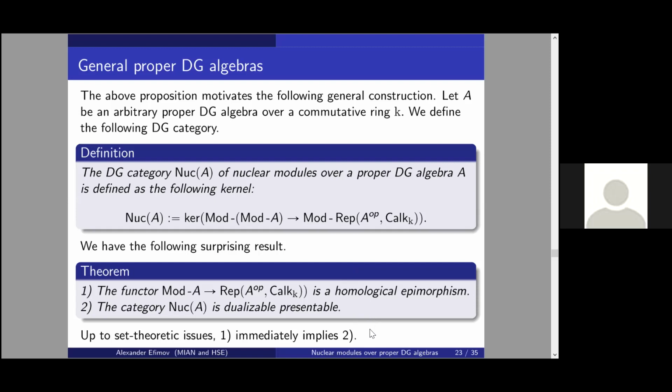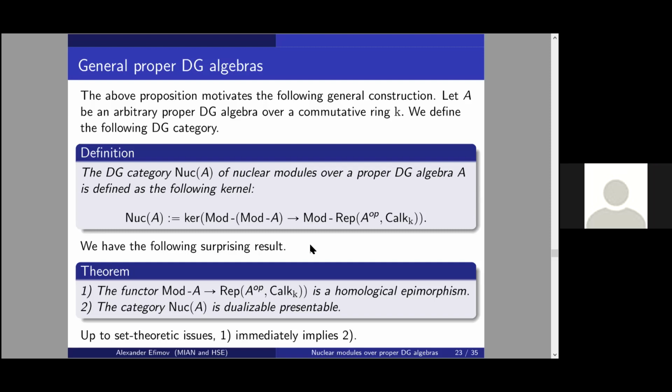Sasha? Yes. So you formulate this definition for any proper DG algebra, and then we have to believe you that this is a reasonable notion. Now, what are the typical examples of proper DG algebras that I have to keep in mind?